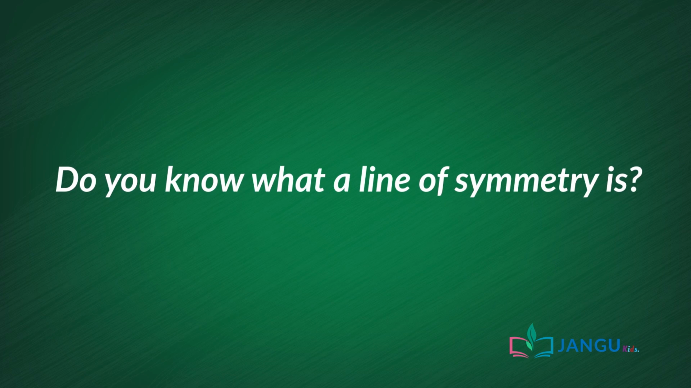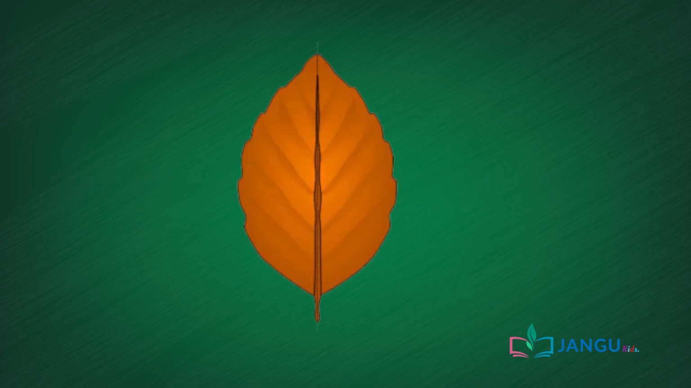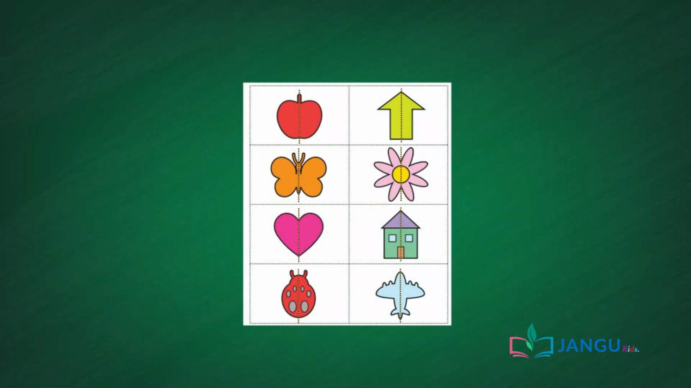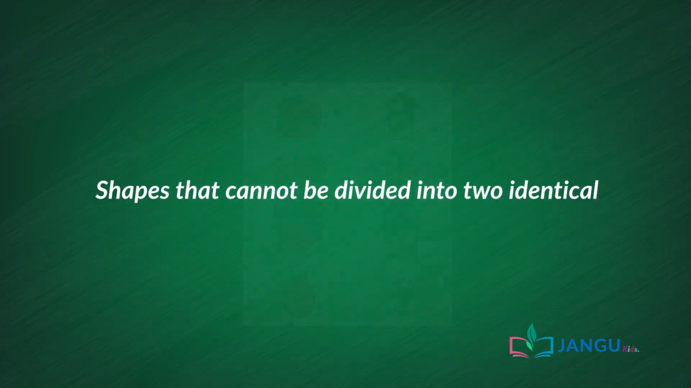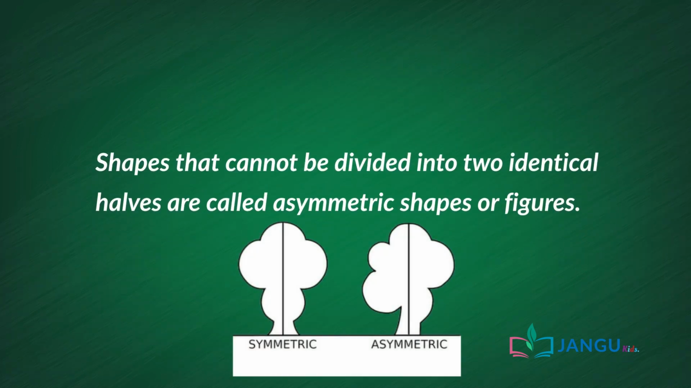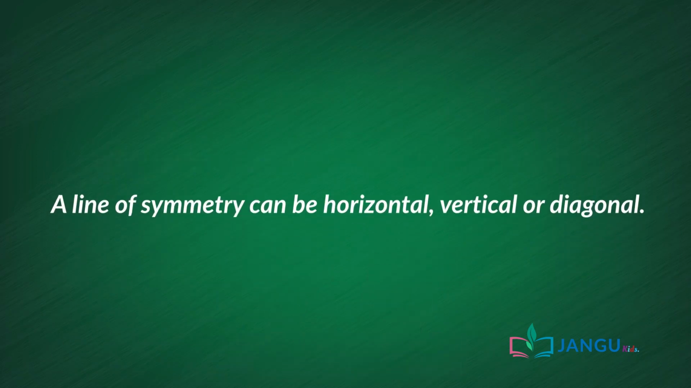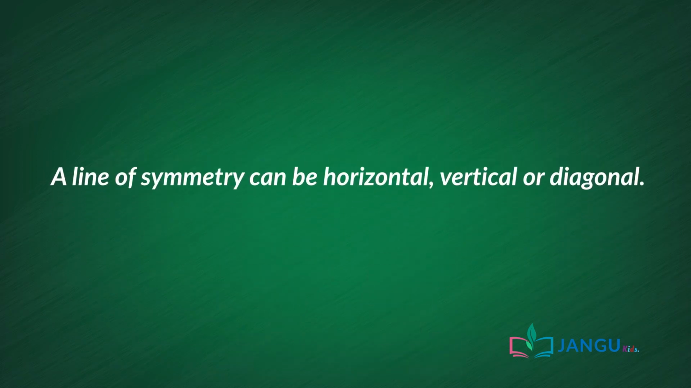Now, do you know what a line of symmetry is? A line of symmetry is an imaginary line that passes through the center of a shape and divides it into 2 identical halves. Let's take a look at some examples of symmetrical figures. Shapes that cannot be divided into 2 identical halves are called asymmetric shapes or figures. A line of symmetry can be horizontal, vertical, or diagonal.